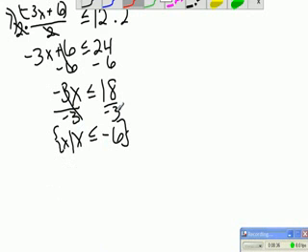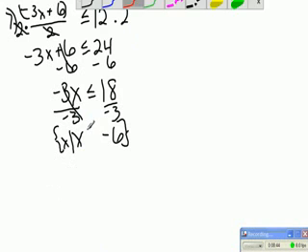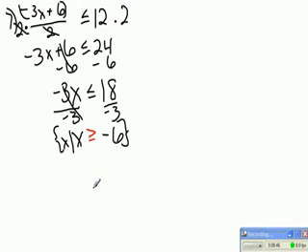Right here, I divided by negative 3. If I divide by negative 3, what was I supposed to do with this sign? You should remember you were supposed to flip it to be greater than or equal to. So now I need to pick a number greater than or equal to negative 6. I could use 0 for that.